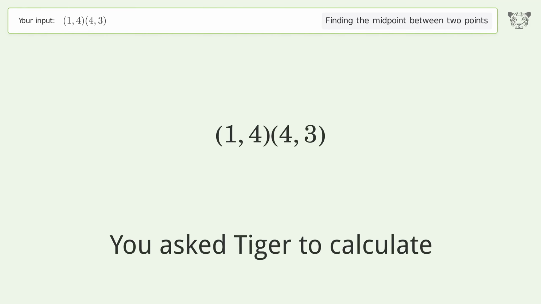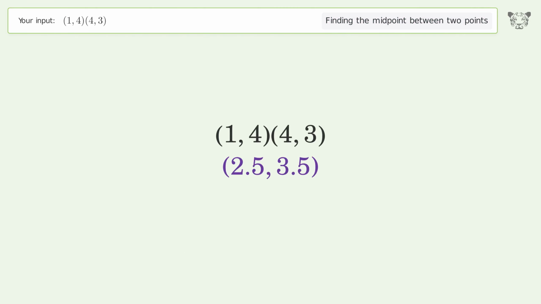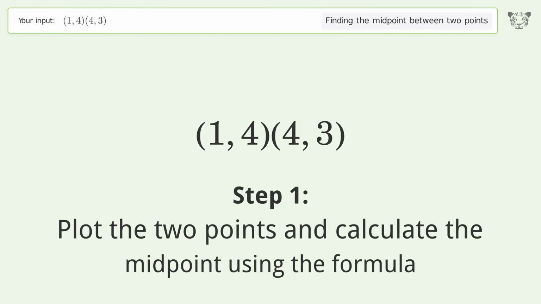You ask Tiger to calculate. This deals with finding the midpoint between 2 points. The midpoint between the 2 points is 2.5, 3.5. Let's solve it step by step. Plot the 2 points and calculate the midpoint using the formula.